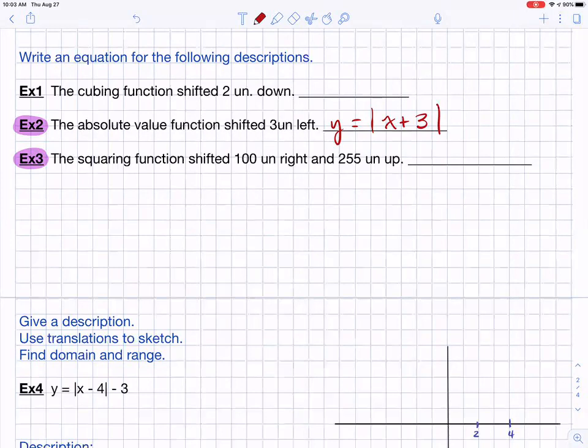Okay, so squaring function shifted 100 units right, 255 units up. So I got 2 things going on. Let's just deal with them one at a time. So squaring function. Let's stop right there. What's the squaring function look like? Y equals x squared. Okay, so I need to have a y or an f of x equals.